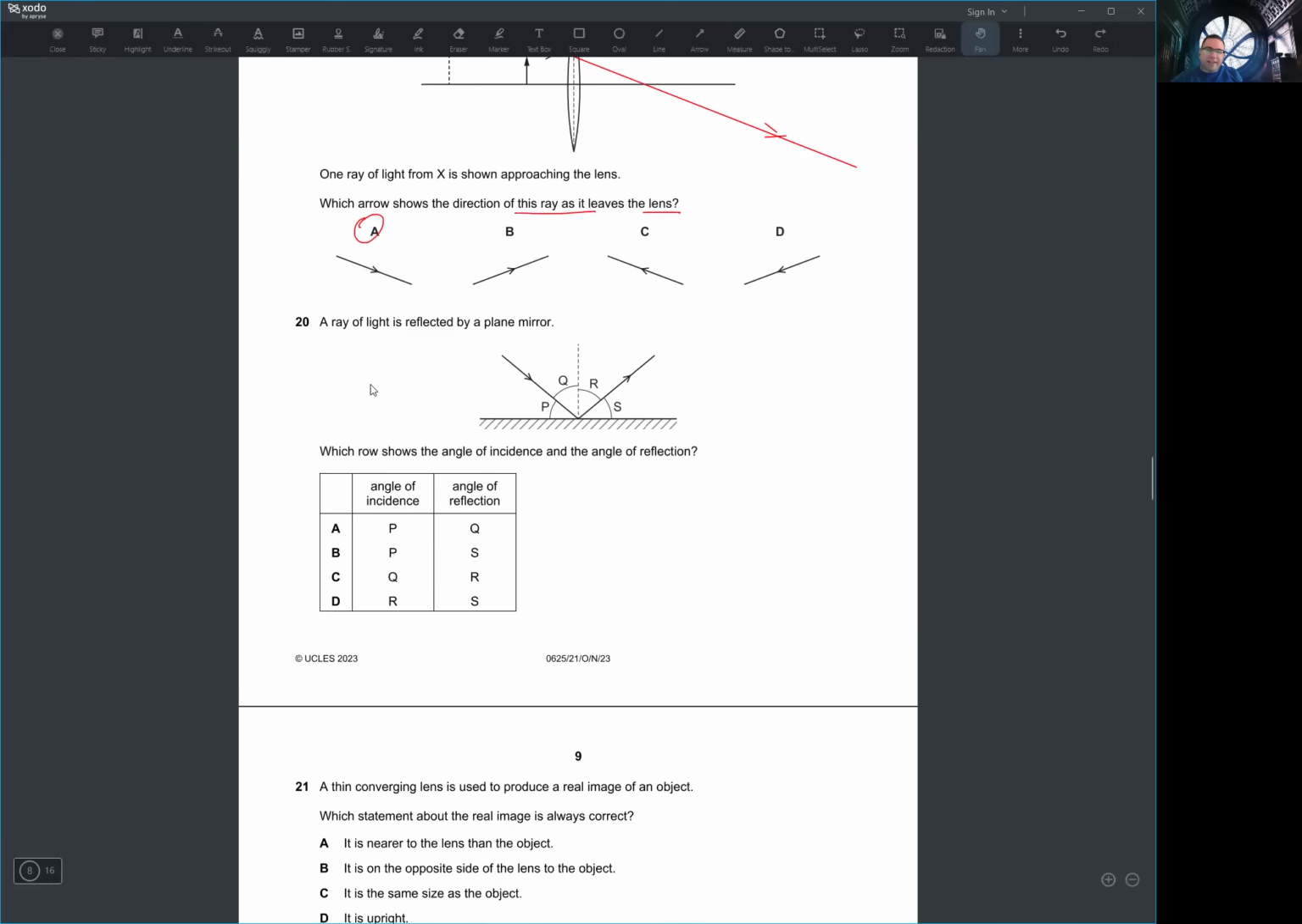A ray of light is reflected by a plane mirror, which shows the angle of incidence and the angle of reflection. Clearly, this is the angle of incidence and this is the angle of reflection. So I'm looking for Q and R. So Q, that's C, and therefore R. So 20, C.